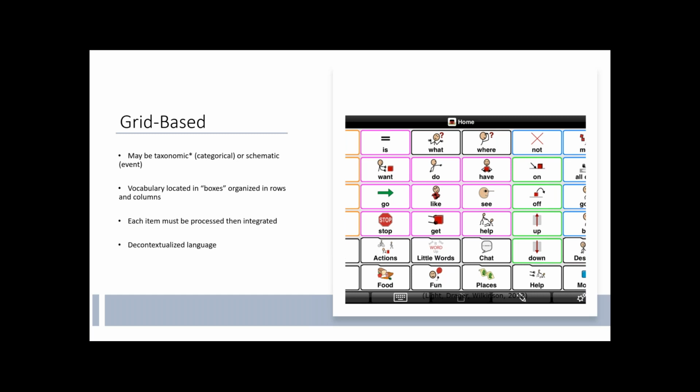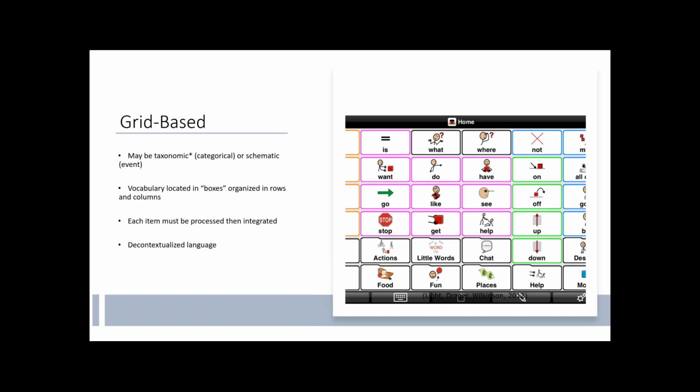The language in a grid-based display is what we would call decontextualized language. So the word want is located on this page and the word get. Nothing about the page in and of itself or the vocabulary on this page are really going to help you to determine what those words mean. Your knowledge of the concept has to come from somewhere else. And that's something that you're going to hear me talk about a lot today with visual scene display and kind of one of the big differences between those organizations.